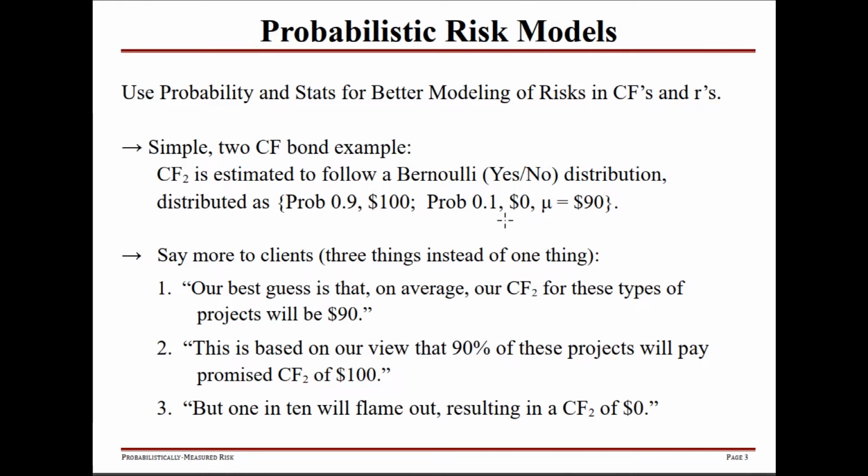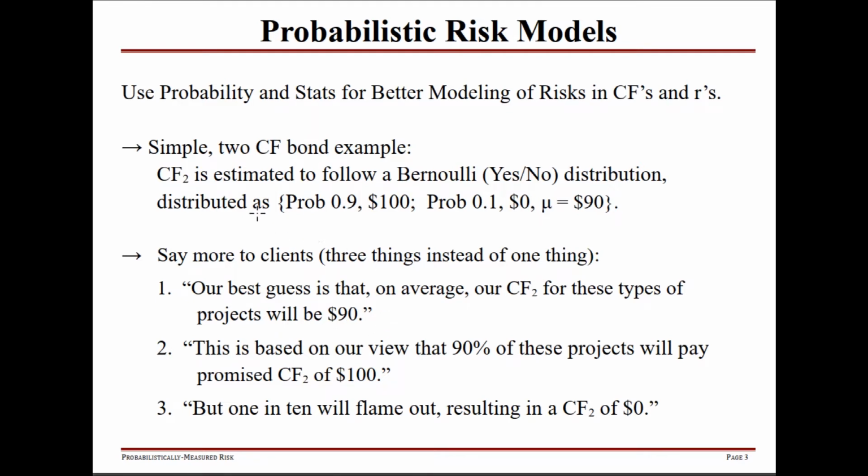And so this would give us an expected value return if we repeated this experiment many, many times of 90. But if we use the whole Bernoulli distribution to model the risks of this bond, we can say more to our clients than we've been able to before. Previously, we've been able to say something like our best guess is that on average, if we do buy a lot of bonds like this, on average, we're going to get $90 a bond.